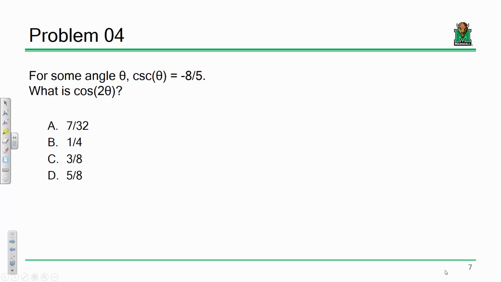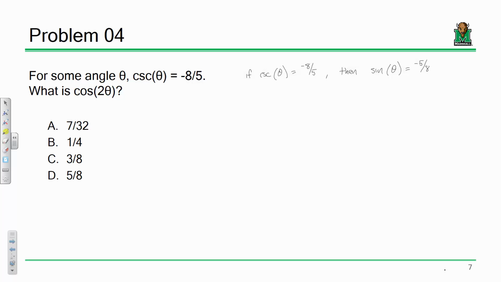What can I do with that cosecant? What's the relationship between sines and cosines if I'm talking about a cosecant? If I flip the cosecant, I've got the sine, because remember, the sine and the cosecant are inverses, and the cosine and the secant are inverses. So right off the bat, if the cosecant of theta is minus 8/5, then the sine of theta is minus 5/8. That gets it into sines and cosines right off the bat: take my known quantity and convert it into something I can deal with.